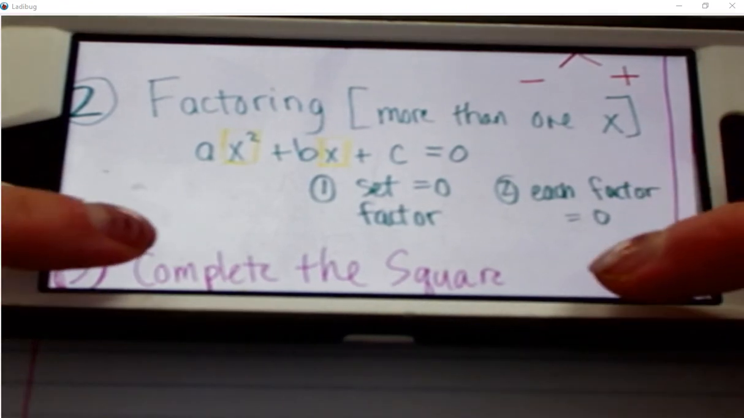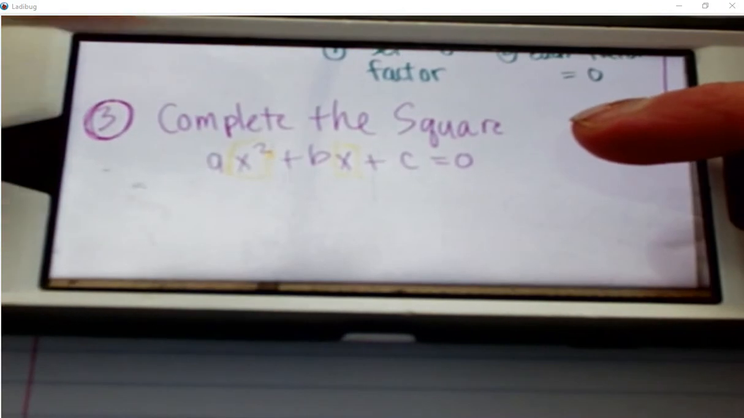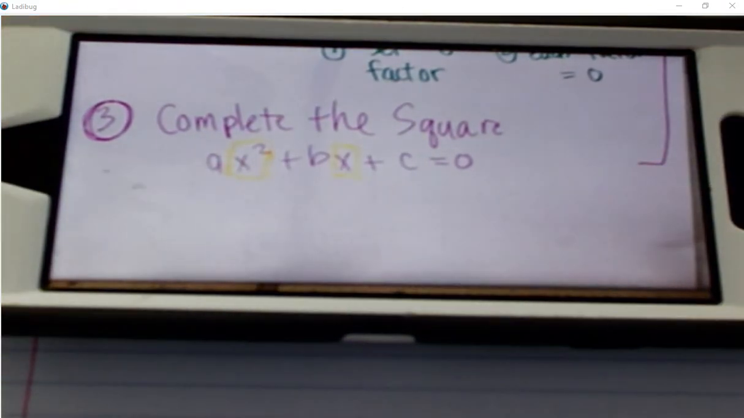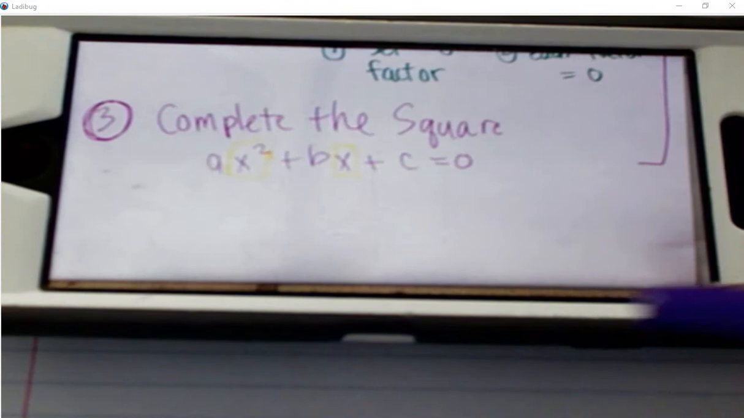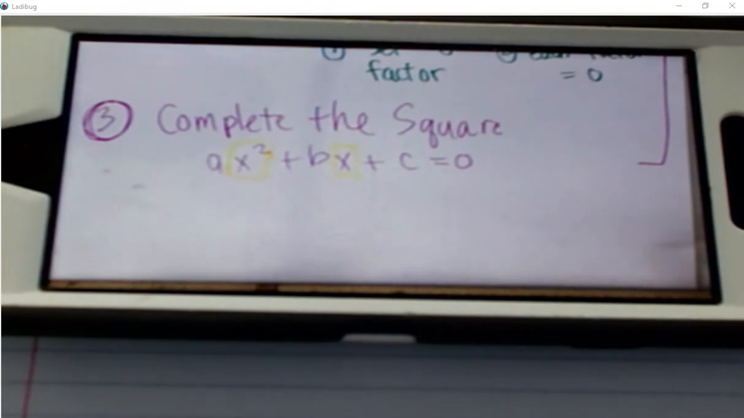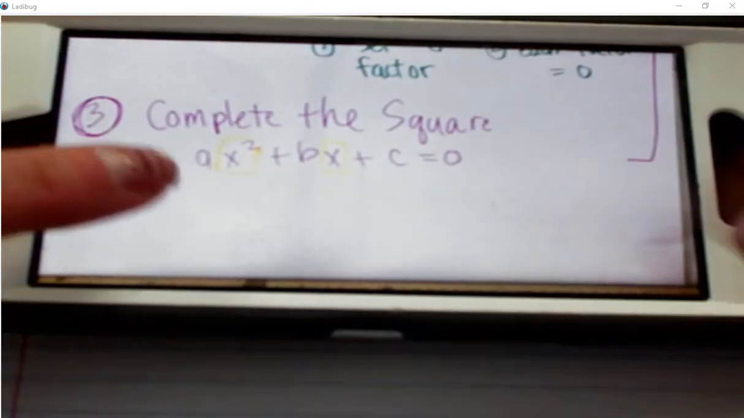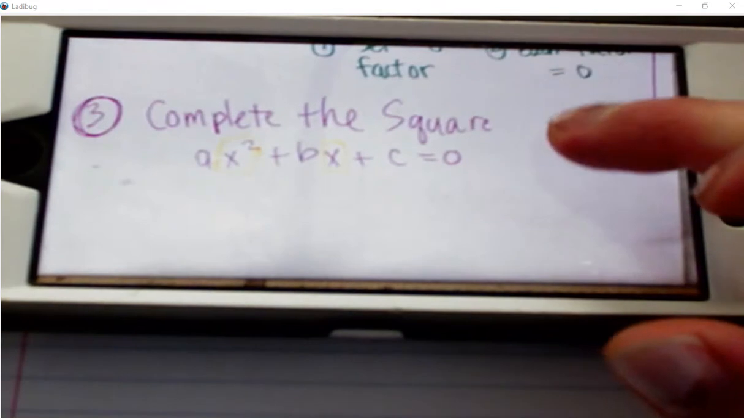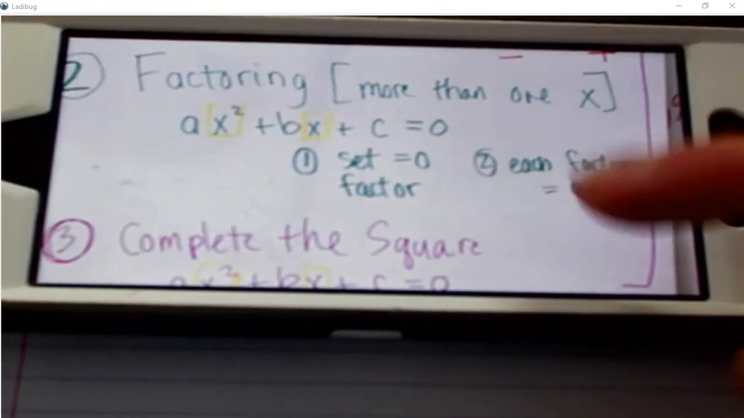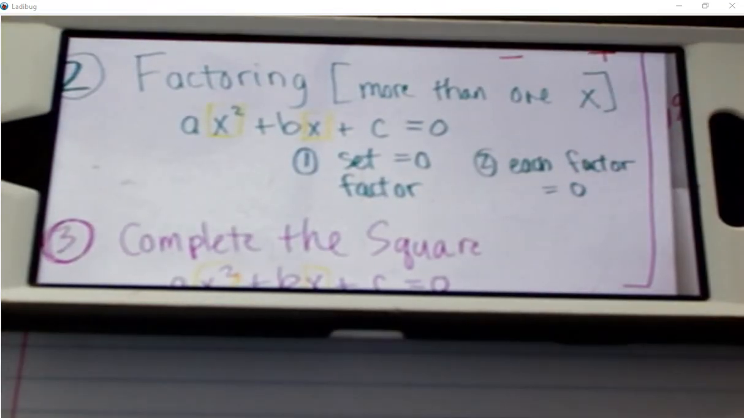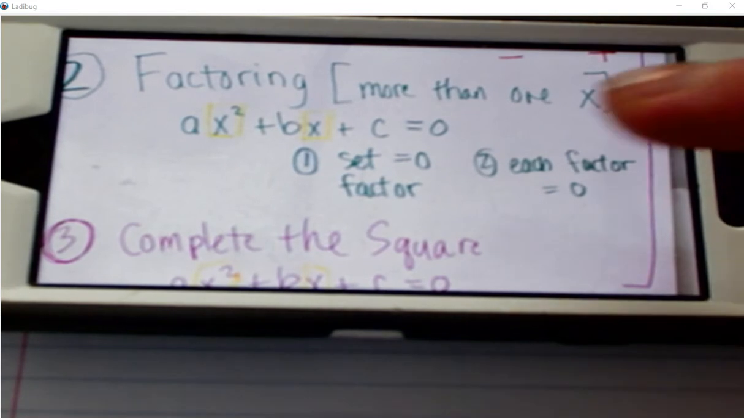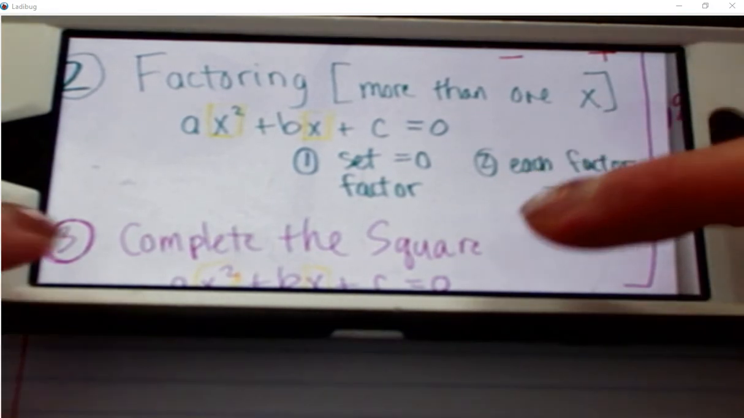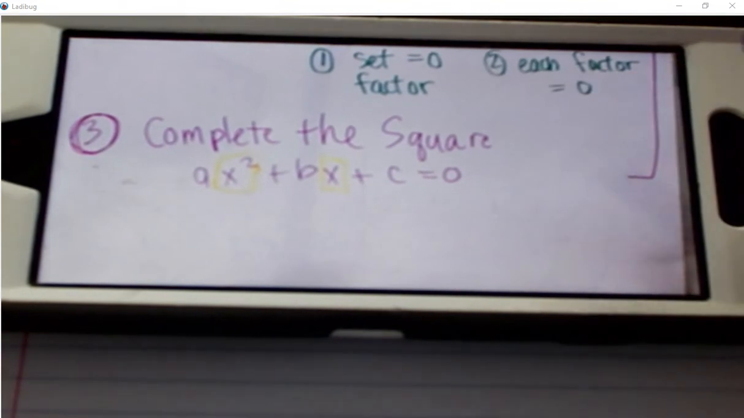Today, we're going to do the complete the square method. I haven't written up the rest of the pieces here yet because I want to learn them before I summarize them. But for complete the square, notice that I can't isolate because I have more than one x. And I can't factor, otherwise I would be using the number 2 technique. So we are going to look at solving equations using this method called complete the square.